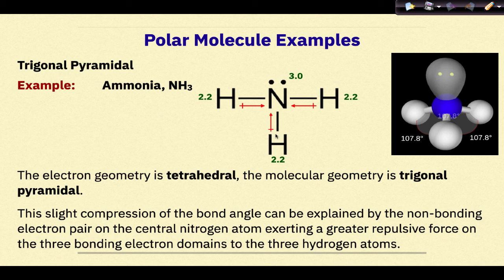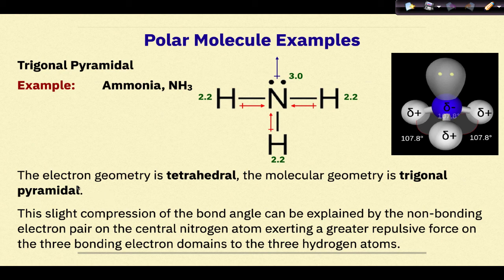there is a net dipole in this molecule. And we can express that net dipole with this blue arrow over the top of the nitrogen, as everything is pointing towards the nitrogen. We'll move on to our three-dimensional model where the hydrogens will have slightly positive symbols and the nitrogen will have a slightly negative symbol.